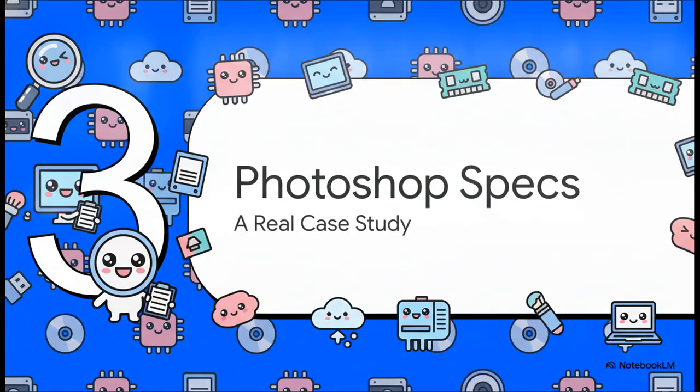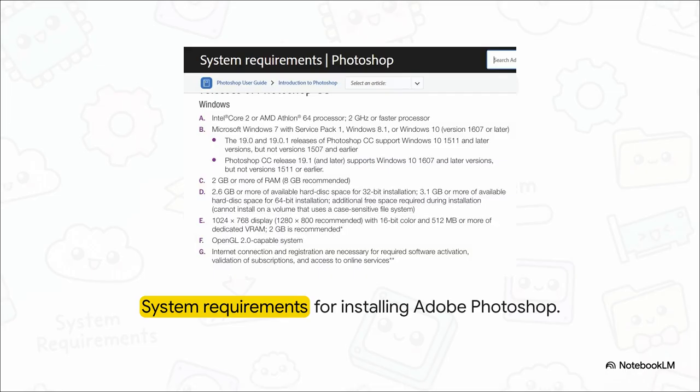Moving to Section 3. Case Study, Photoshop Specs. Let's ground this with a real-world heavyweight, Adobe Photoshop. Notice how specific they get here. They don't just want any processor. They explicitly call out an Intel Core 2 or AMD running at 2 GHz or faster. For the OS, you need specific versions of Windows like 7, 8.1, or certain builds of 10.